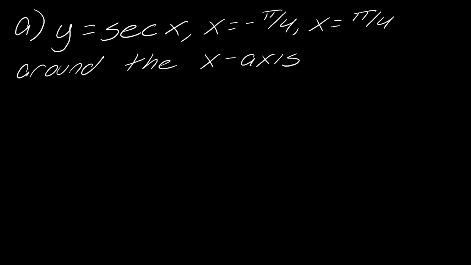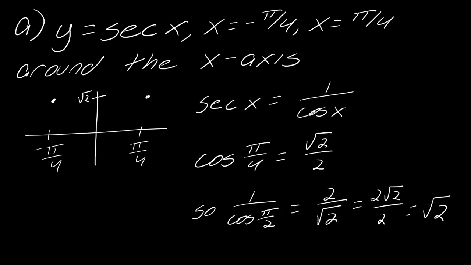Okay, so I've got this region: y equals secant x, x equals negative pi over 4, x equals pi over 4, and I'm rotating this region around the x-axis. Hopefully I'm a broken record about this, but you really can't do this if you don't have the sketch. So first things first, I want to plug these bounds into this function. I'm just going to set up a graph and plot those points.